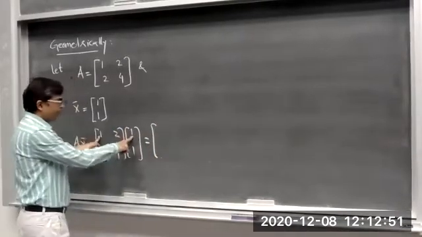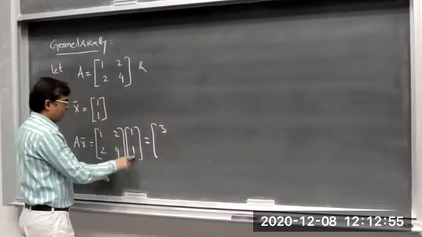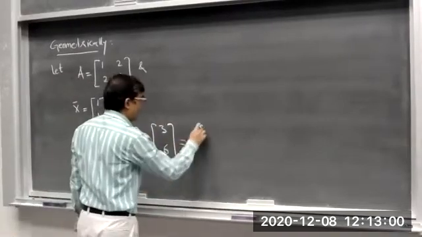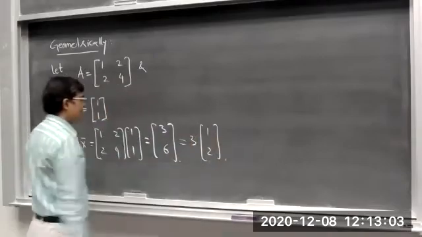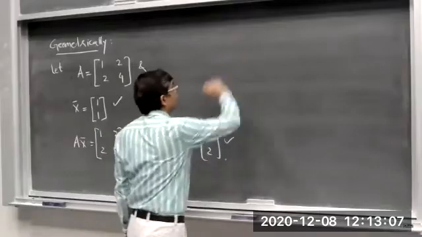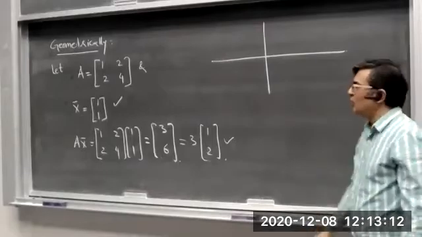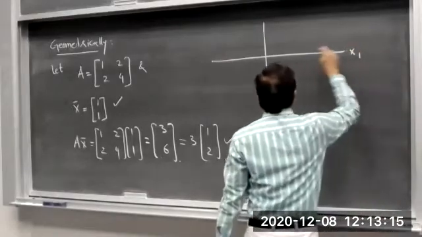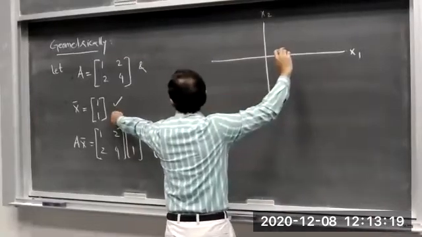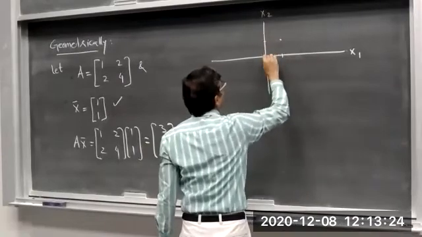1 into 1 plus 2 into 1 is 3. And 2 into 1 plus 4 into 1 is 6. What do we obtain here? 3 times [1; 2]. Now, if we plot this vector and this vector graphically on an XY plane, for example, this is your X1 axis and this is your X2 axis, then this vector X, which is [1; 1], is something like 1, 1.